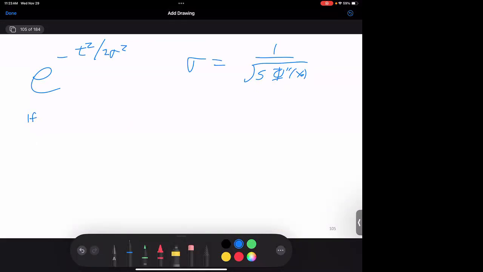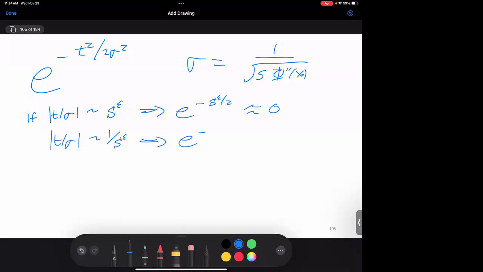So if t over sigma, let's say this is of size s to the epsilon. That's big, right? Then that gives you e to the negative s to the epsilon over 2, which is essentially 0. Now let's assume t over sigma is small. Let's say it's of size like 1 over s to the epsilon. Then that's going to give you e to the negative 1 over 2 s to the epsilon. That's essentially e to the negative 0.